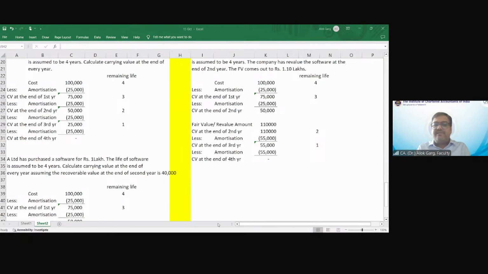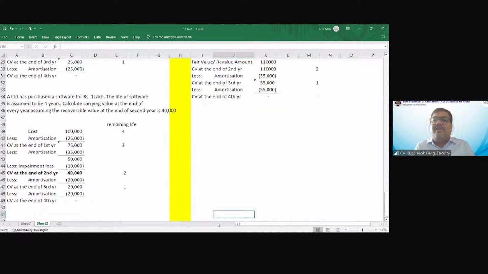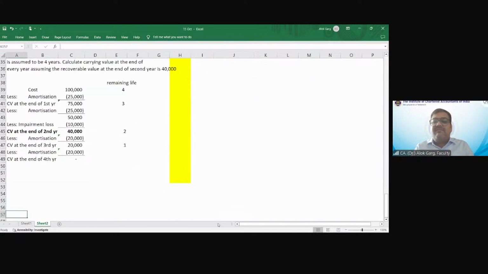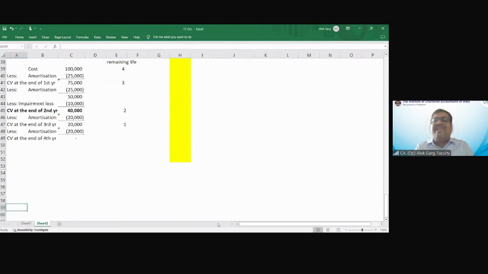Now, friends, let's talk about, if you have opted for revaluation model and there is a revaluation surplus, what is the treatment of that? Same treatment, what we have discussed in Ind AS 16. Revaluation impact, accounting treatment of gains and losses on revaluation.